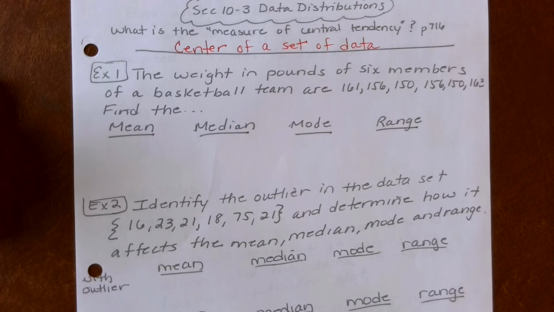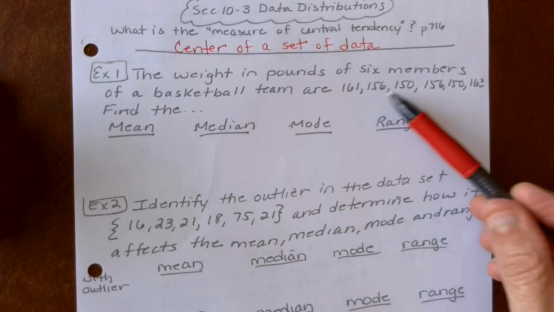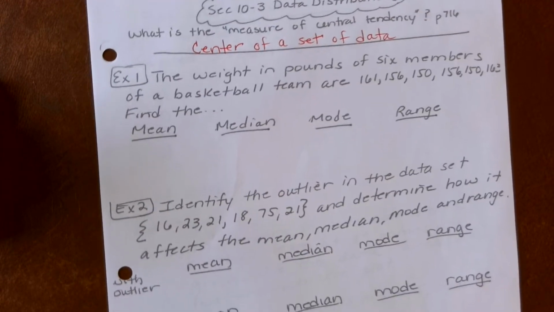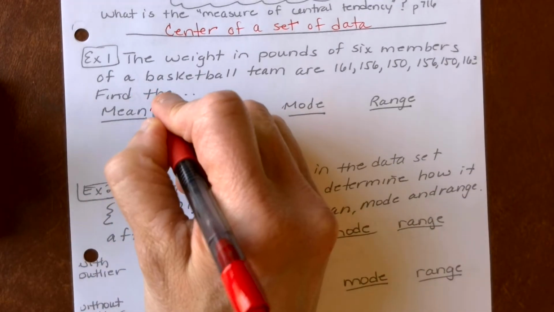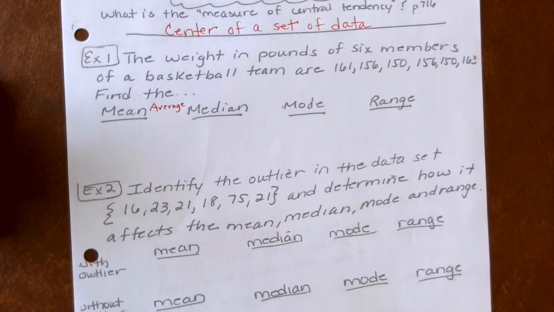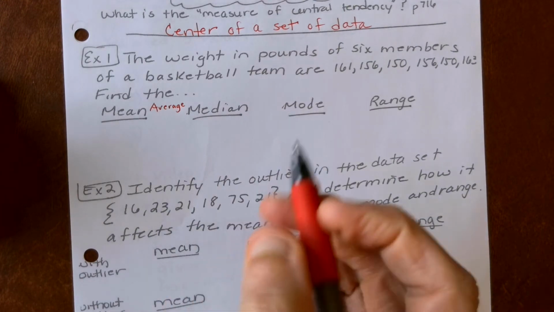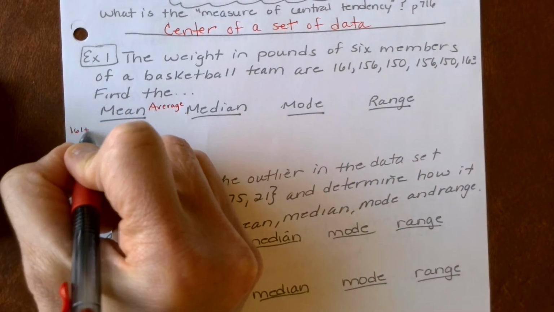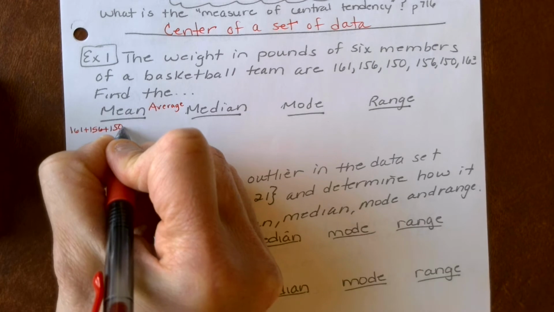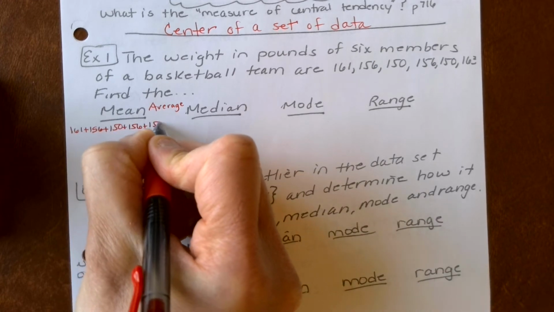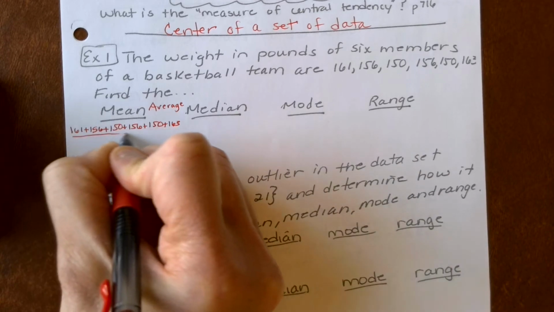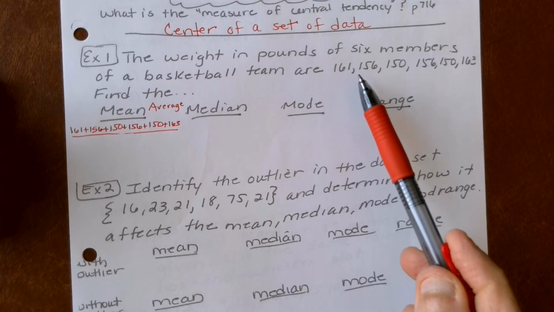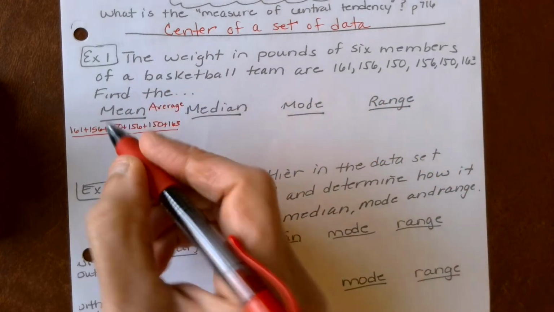The weight in pounds of 6 members of a basketball team are 161, 156, and so on. Find the mean. When you need to find the mean, you are finding the average. Mean and average kind of go hand in hand pretty much. And when you do that, you are adding all of your values up. So I'm going to real small try to write that. If it repeats twice, you write it twice. And now after you add it up and push equal, make sure you push equal, you're going to divide by how many there are. 1, 2, 3, 4, 5, and 6.